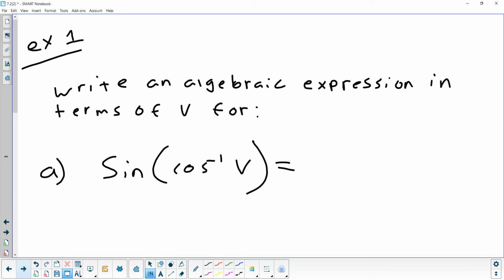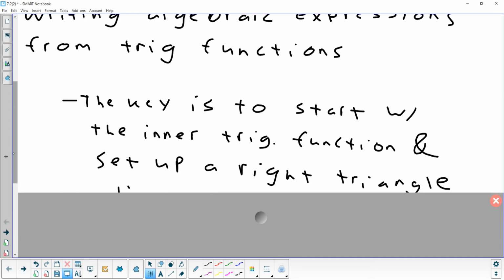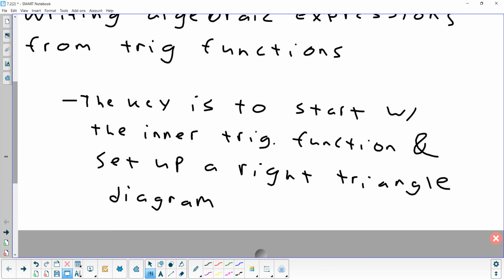The key is to start with the inner trig function, do something with that, and then make a diagram. So we're going to start with the inner trig function and set up a diagram, because whenever you're doing inverse trig, you're solving for an angle. If you're solving for an angle, then you can draw a diagram about that problem. And that's what we want to do first.